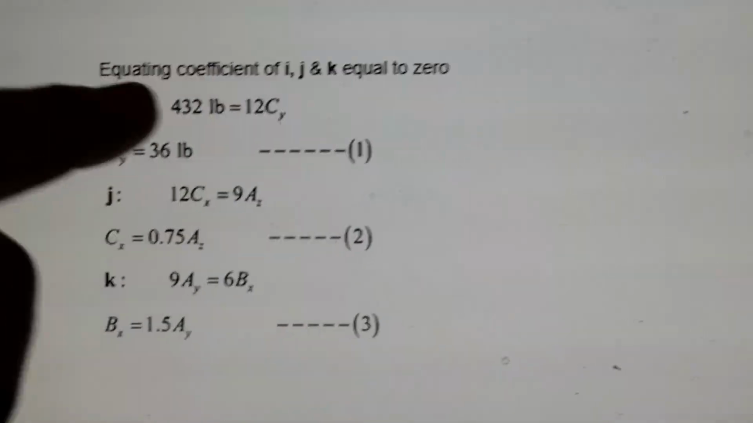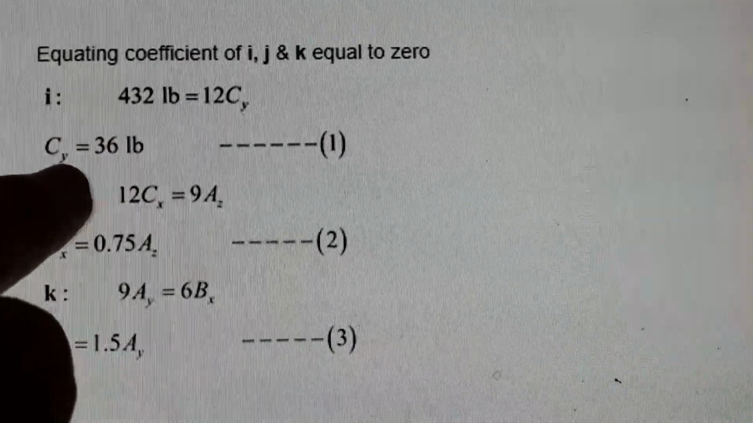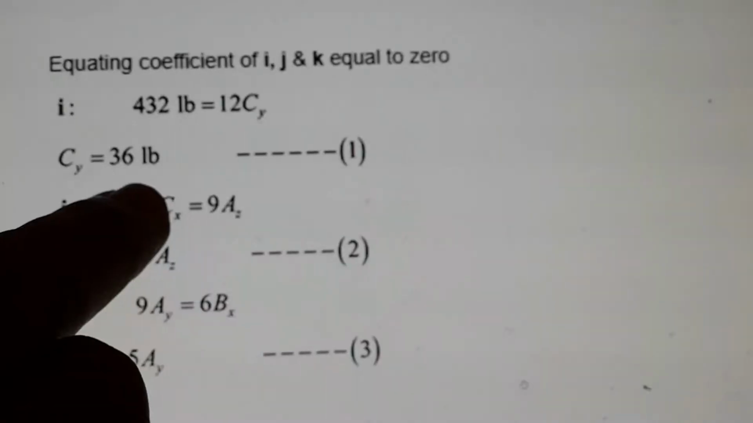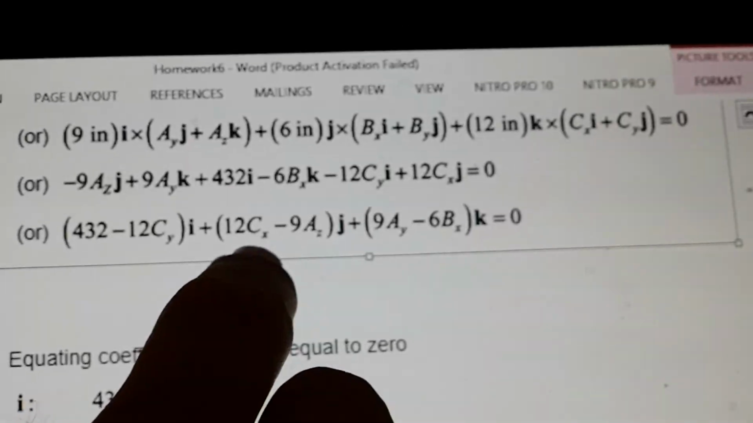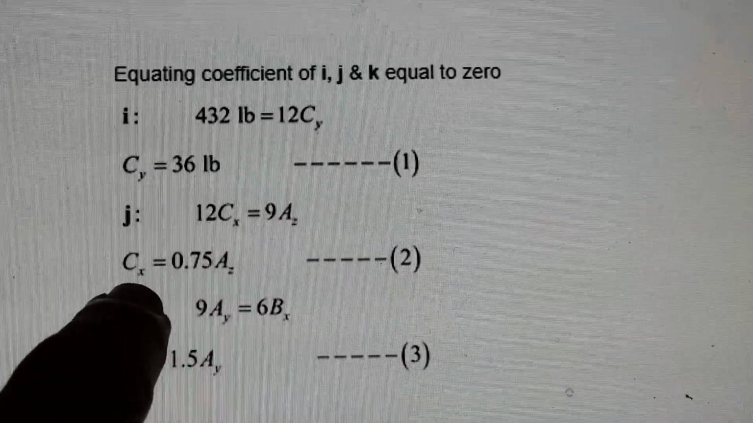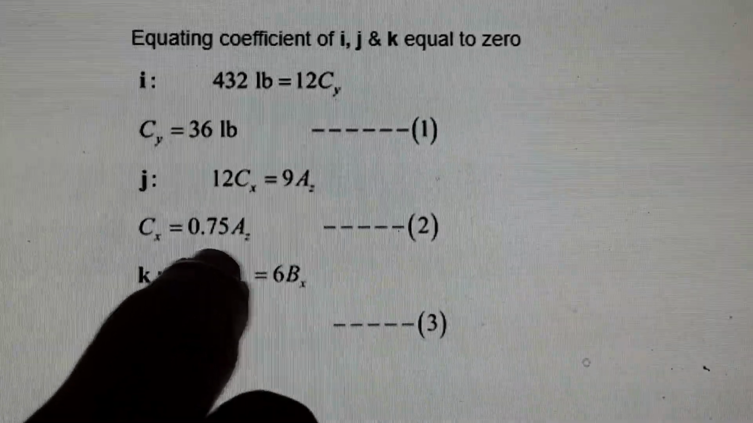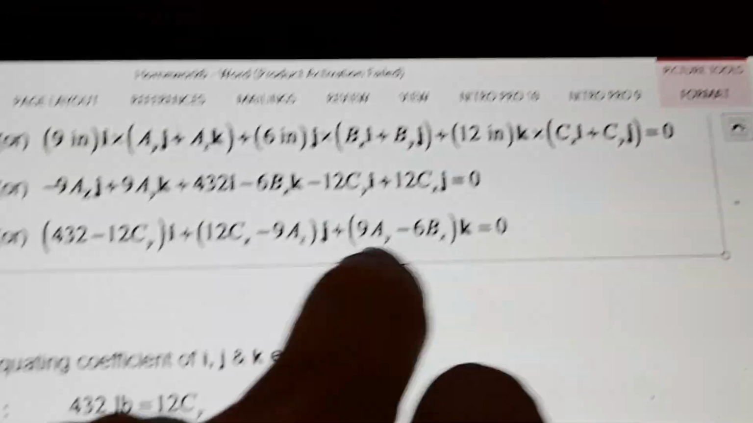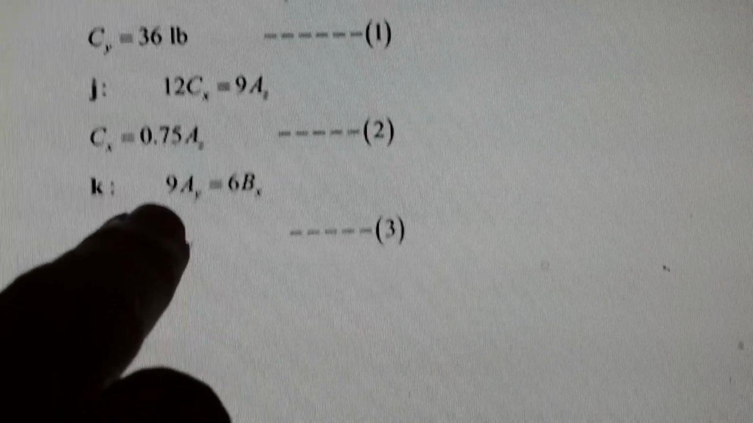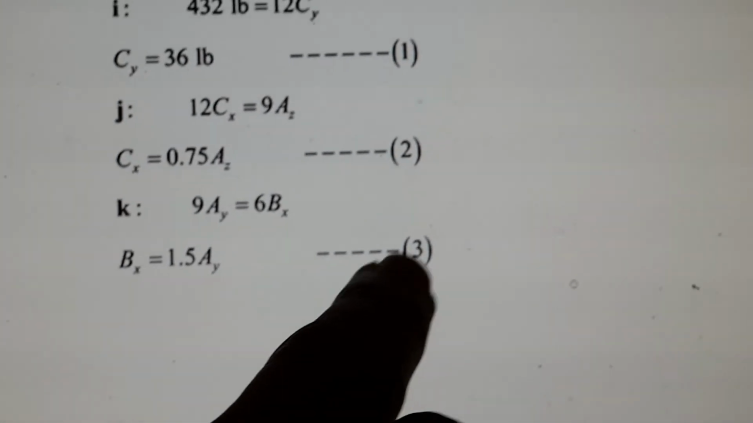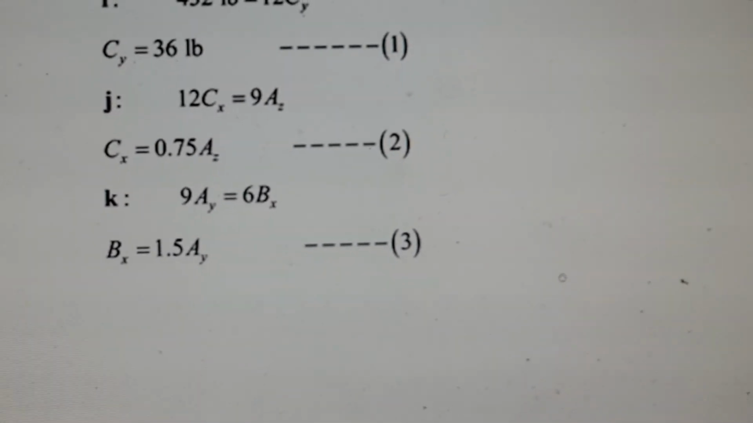Okay? So if you make the i equal to 0, 432 is equal to 12 CY, which means CY is equal to 36 pounds. So we found the first reaction, CY. Now let's put this one equal to 0. When you put this one equal to 0, CX would be equal to 0.75 AZ. This is equation number 2. Let's leave it for now. Let's put the third term equal to 0. Put it here. It will give you BX equal 1.5 AY. Let's call this equation number 3, and we will leave it for now.